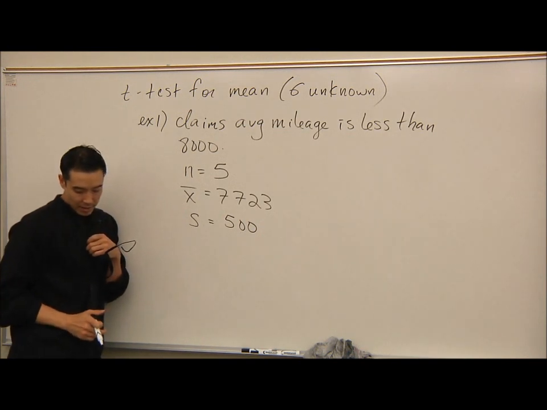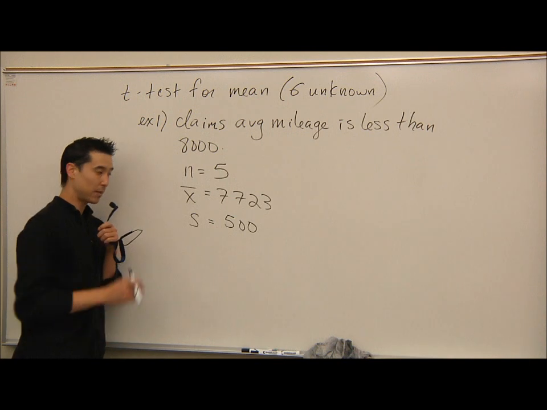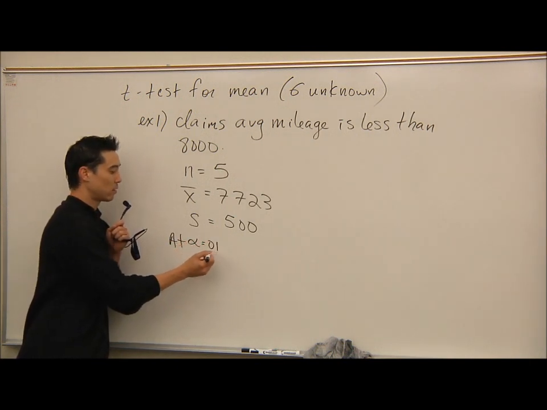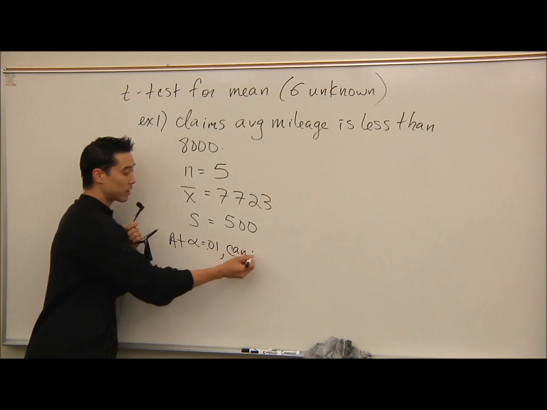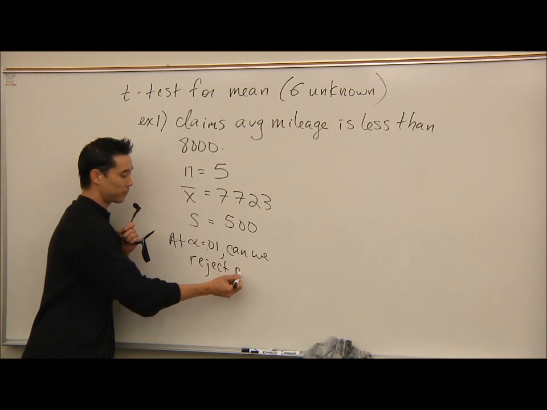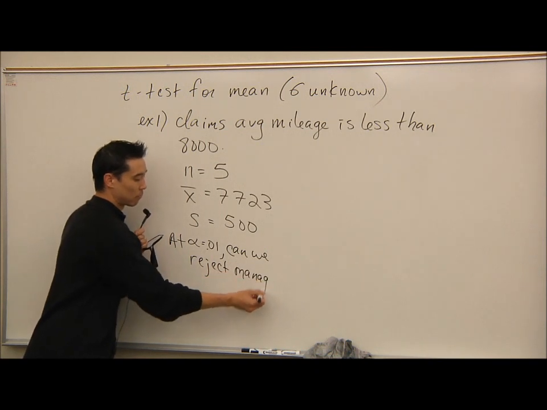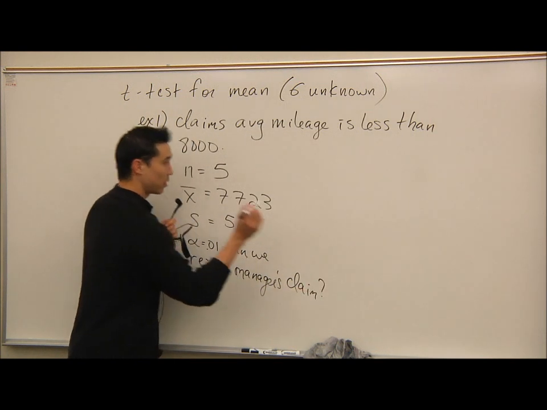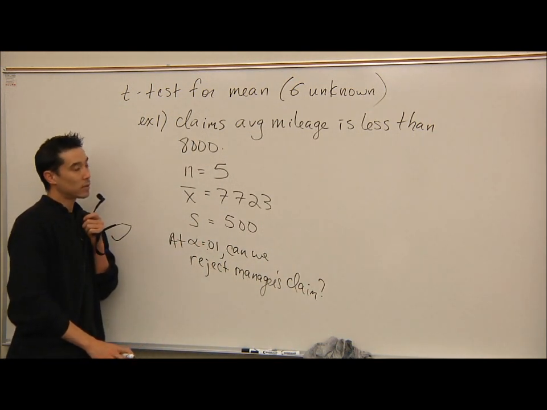Then it says that alpha equals 0.01. Is there enough evidence to reject the manager's claim? So we want to answer this question: at alpha equals 0.01, can we reject the manager's claim? In our summary write-up, let's answer that. So let's go through the 5 steps.